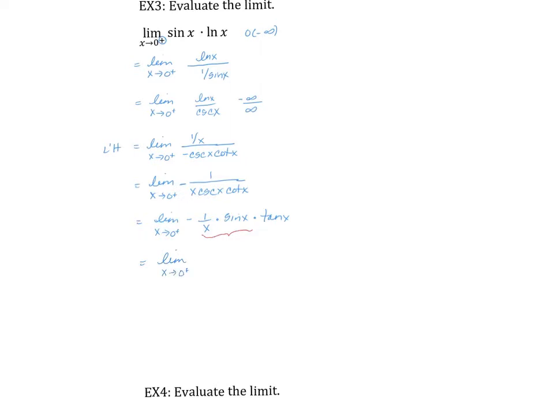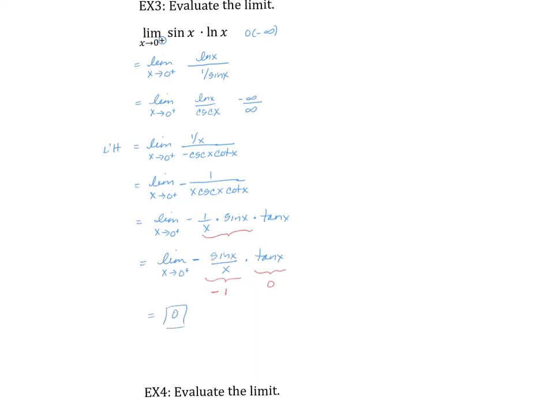Now I'm going to ignore this negative. I'm looking at sine of x over x as x goes to 0, and then times tangent. So this was that special limit, and that's equal to 1, but I have this negative in front of it. And the limit as x goes to 0 of tangent is 0. So this limit is negative 1 times 0, which is just 0.